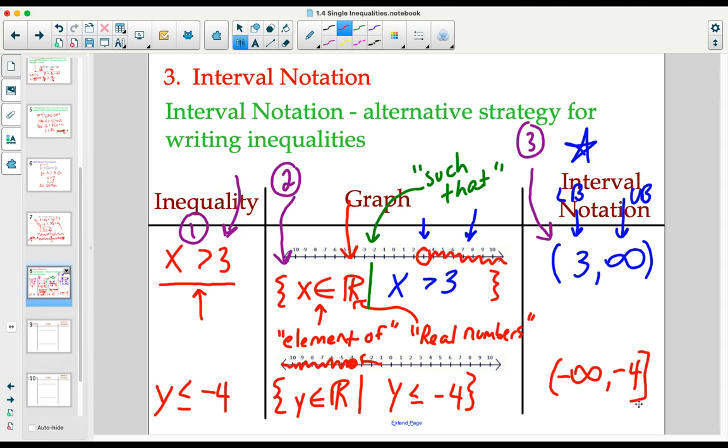So very similar setup, very similar idea, still graphing on the number line. We're still an element of the real numbers, but we want to show the fact that we're going to stop at -4 as our upper bound for our solution space.